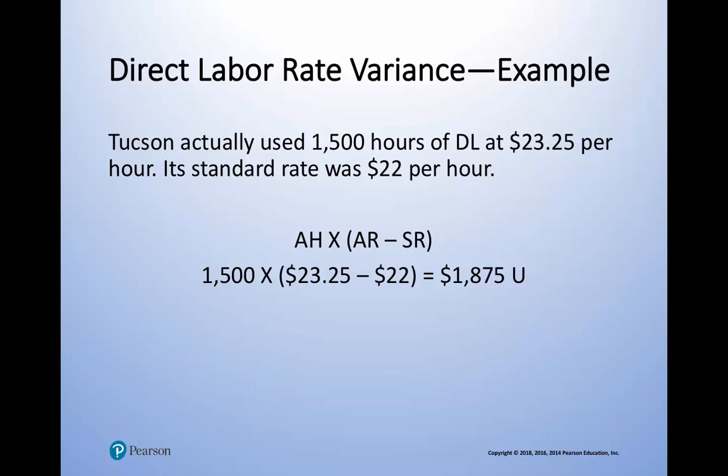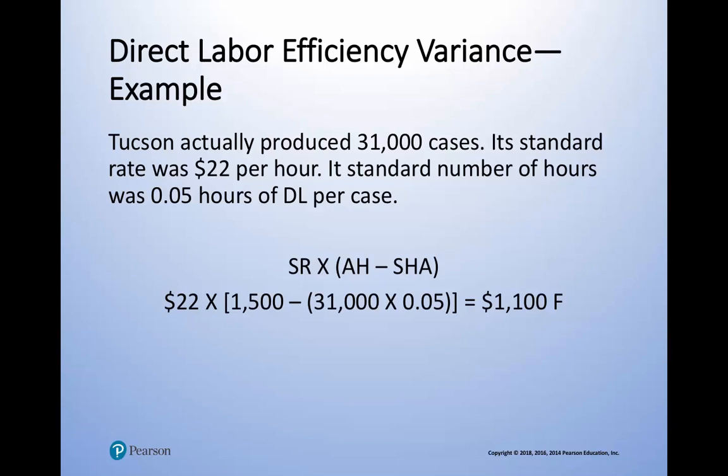So we have Tuscan actually used 1,500 hours of direct labor at $23.25 per hour. Its standard rate was $22 per hour. We knew the standards already because you have your chart with everything written down. We have our actual hours times our actual rate minus our standard rate. So 1,500 was our actual hours, the actual rate, how much we actually paid our employees, $23.25, minus our standard rate, $22. We have a positive number, therefore an unfavorable outcome, $1,875.